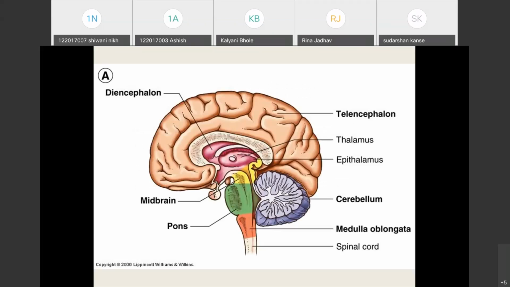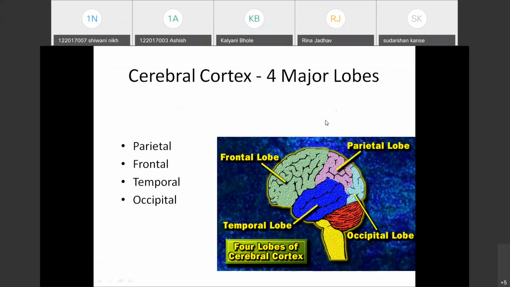So here you can see all the parts. This is the midbrain, pons, this is the cerebellum, and this part is cerebrum. Again, it has certain parts. So come to the cerebral cortex. Cerebral cortex has four major lobes: parietal lobe, frontal lobe, temporal, and occipital. So you can see here, this is the frontal lobe, this is the parietal lobe, occipital lobe, and the temporal lobe. These are the four parts of the cerebral cortex.